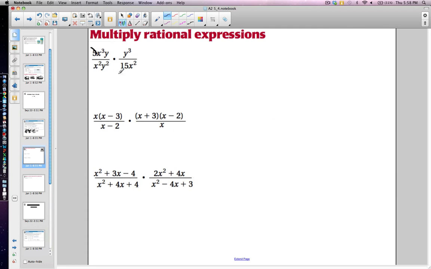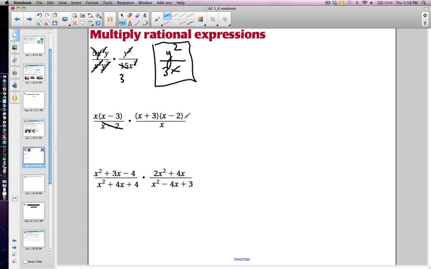Right? So 5 goes into 15 and leaves 3. 2 x's cancel out 2 of the 3 x's and leave 1. But this 1 will cancel with one of those 2 and leave 1. These 2 y's will cancel out 2 of those 3 and leave 1. So I end up with y times y, which is y squared, and 3 times x. So this becomes y squared over 3x. Relatively simple.